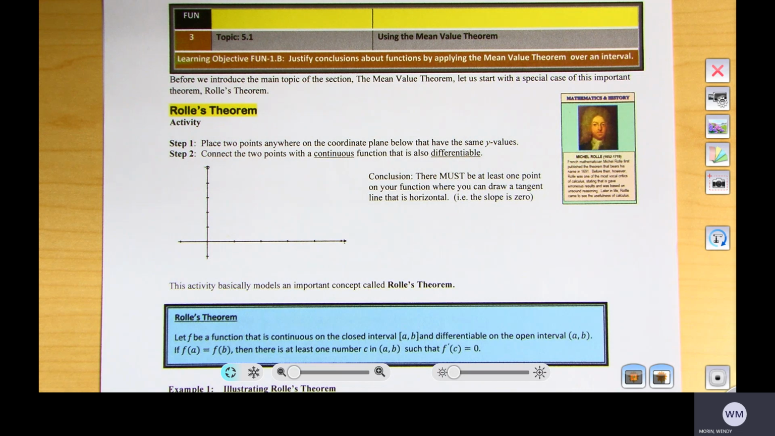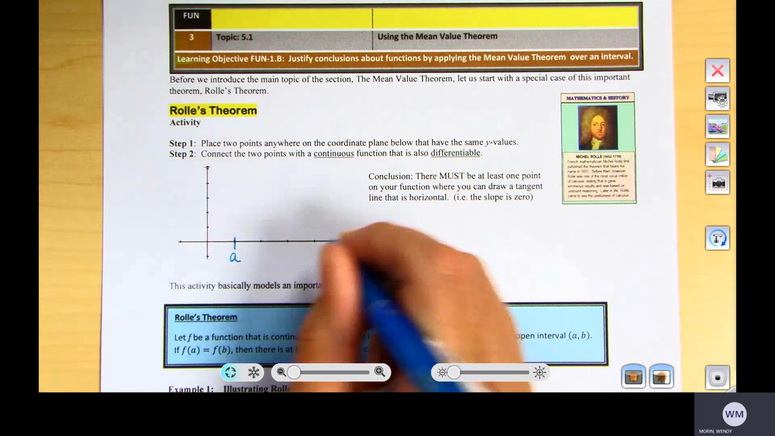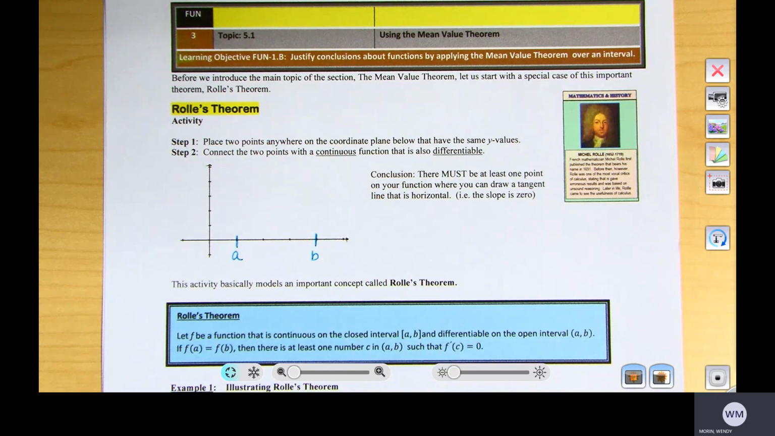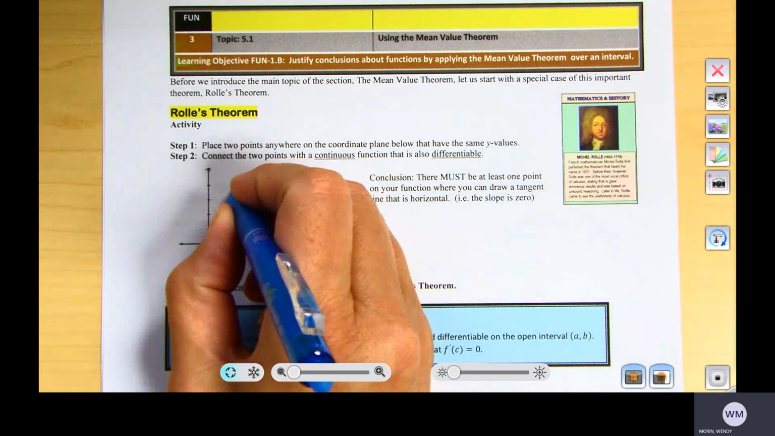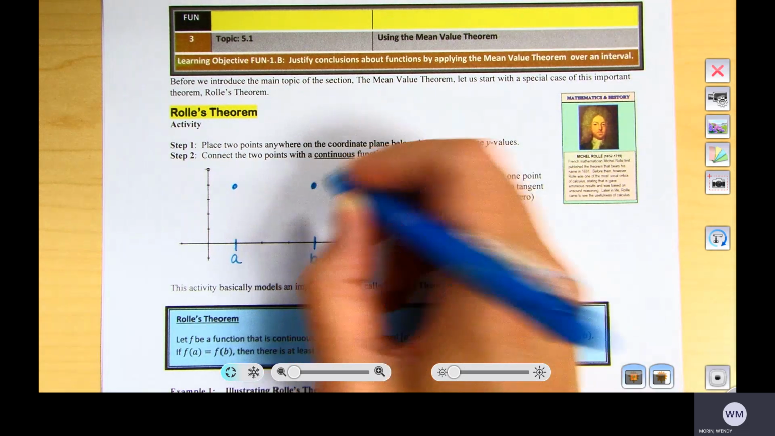So let's start off with this little activity. Let's place 2 points anywhere on the coordinate plane. Let's use A and B as our x values. Pick any y values that are the same for both x values. So let's pick a y value here and the same y value here.